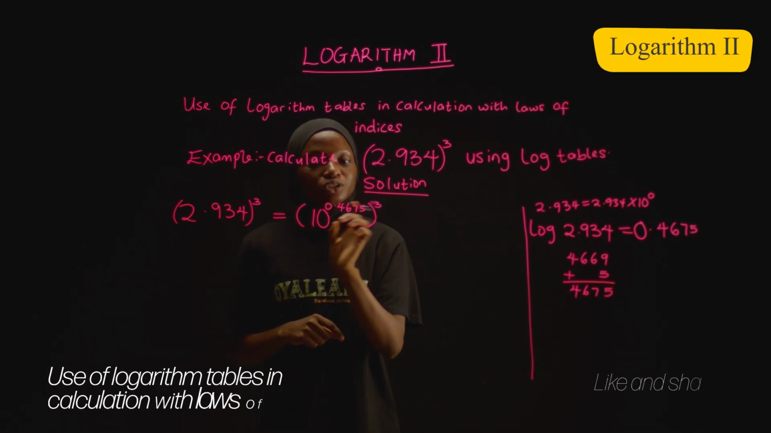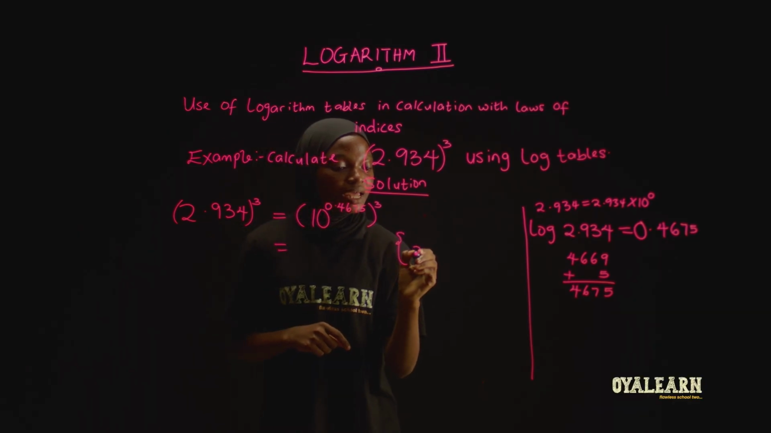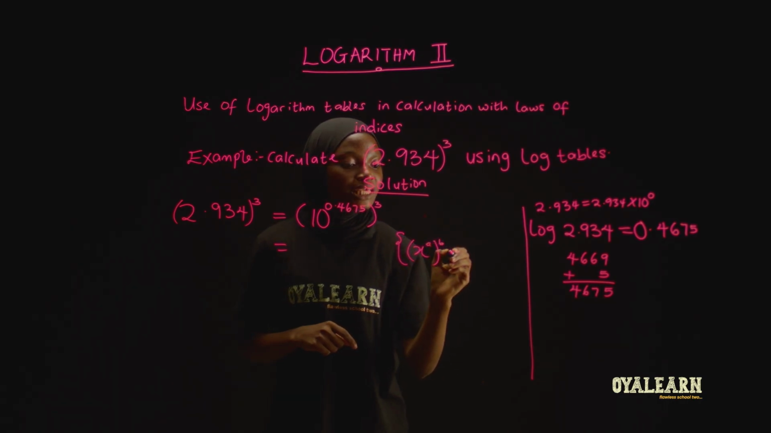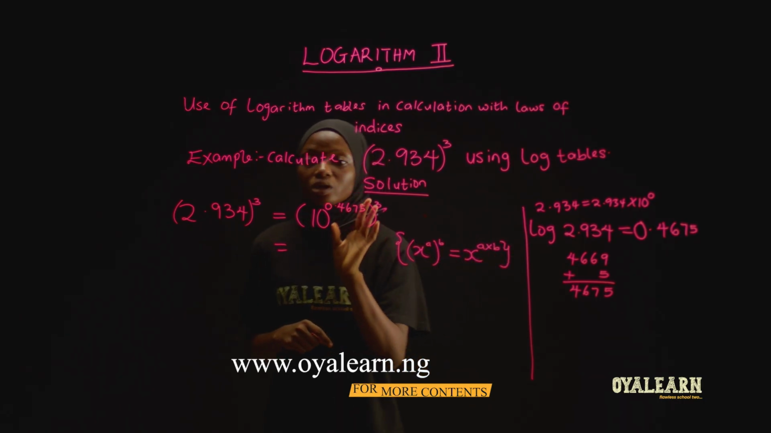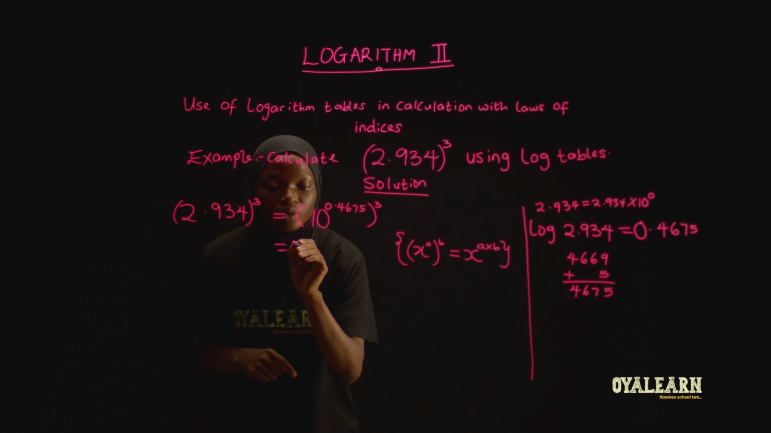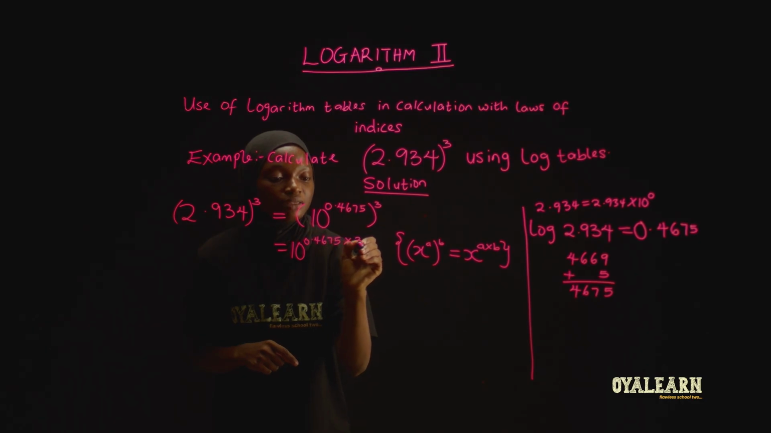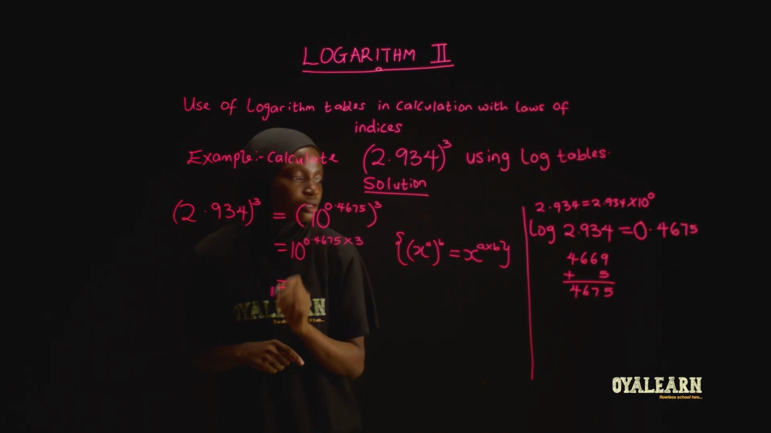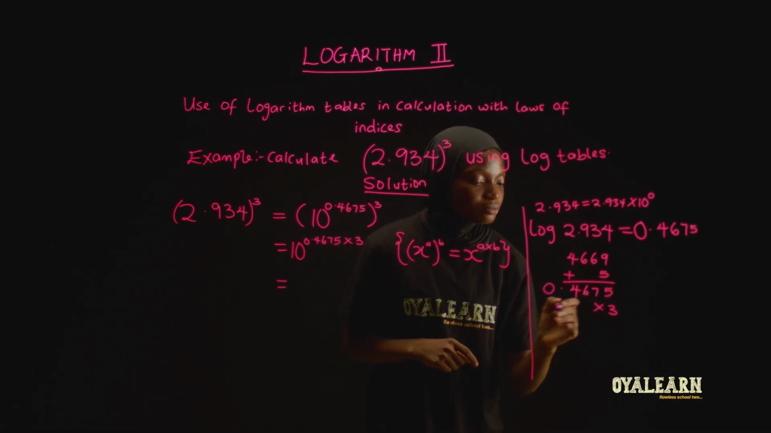Now this power, using law of indices, is the same thing as whenever we have x raised to the power of a, all raised to the power of b, it means x raised to the power of a multiplied by b, by multiplying the powers. So we apply the same law here. We have 10 raised to the power of 0.4675 multiplied by 3, and here let's calculate that at the side, multiplied by 3.